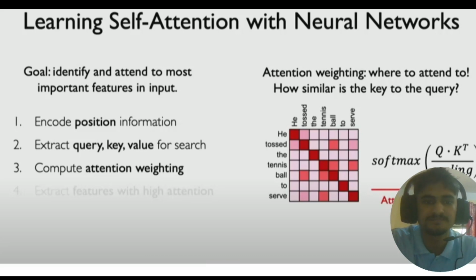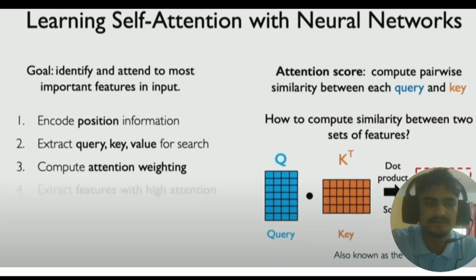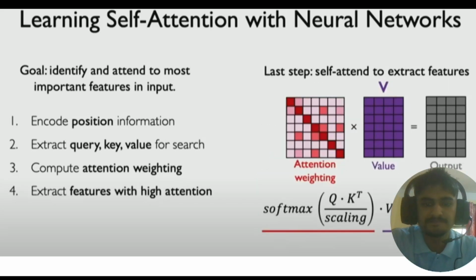And then after attention weighting, this is the slide that I have already talked about. It's just using the similarity matrix. Having the attention weighting matrix, we need to extract the features. So how do we extract the features? We apply the matrix to the value, and then the output is obtained. That output is the features, the part that we need to focus on more.